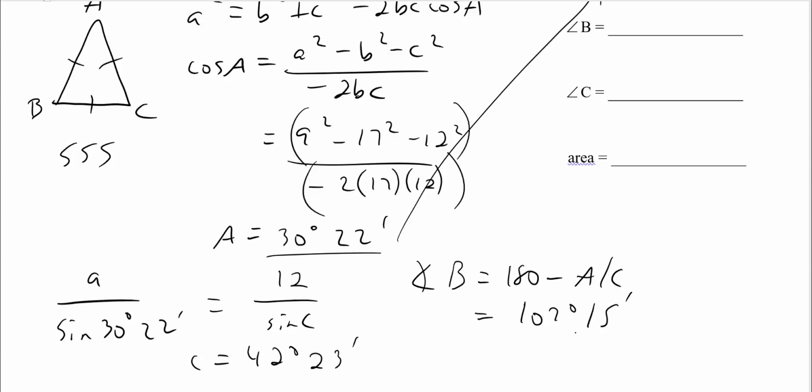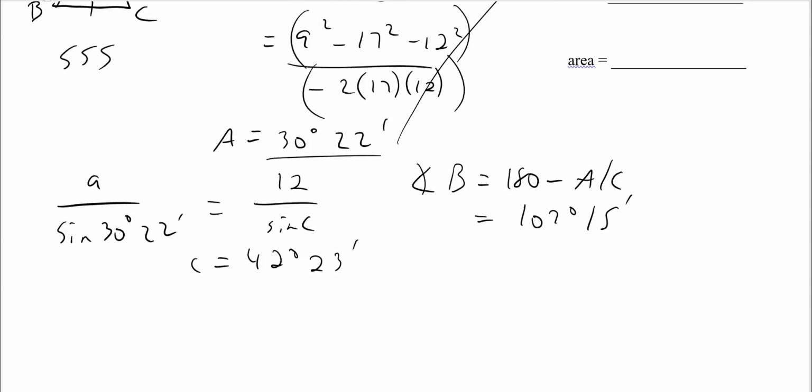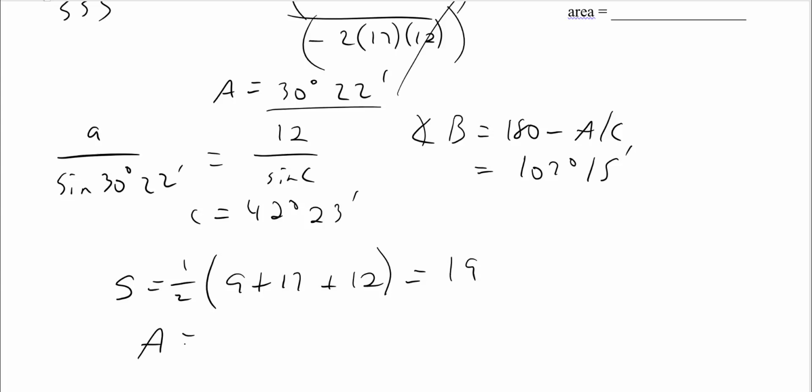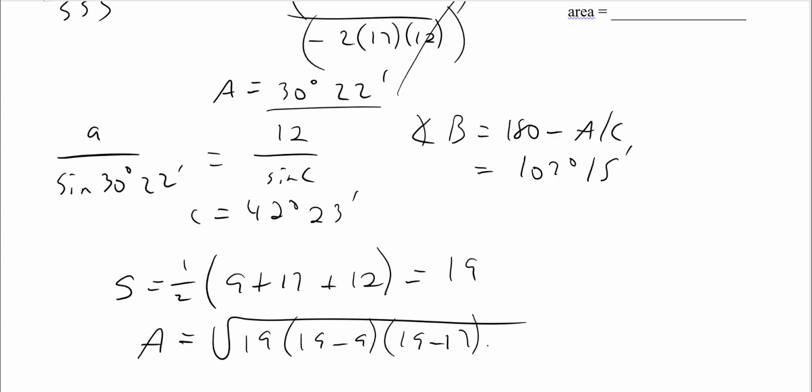Last thing is that area. You got to use Heron's formula, guys. Okay. So we got to find the semi-perimeter first. So 9 plus 17 plus 12. So the semi-perimeter is 19, and then the area is the square root of 19 times 19 minus 9, 19 minus 17, and 19 minus 12. And don't forget to take the square root. Okay? And that comes out to be 51.58 meters squared.